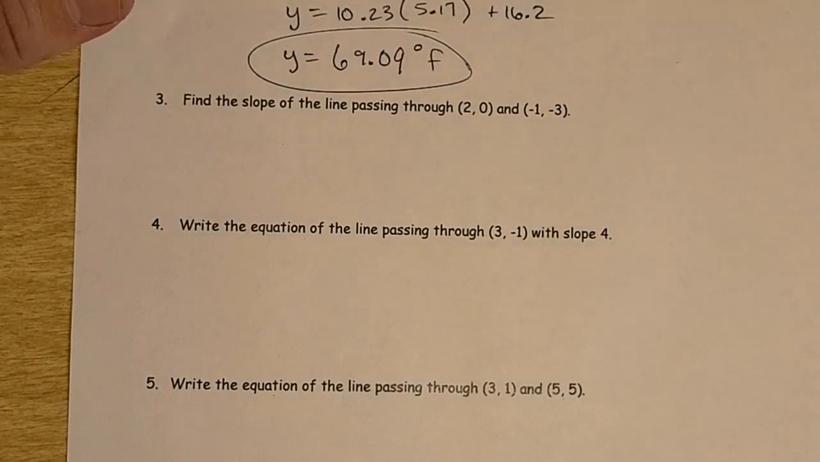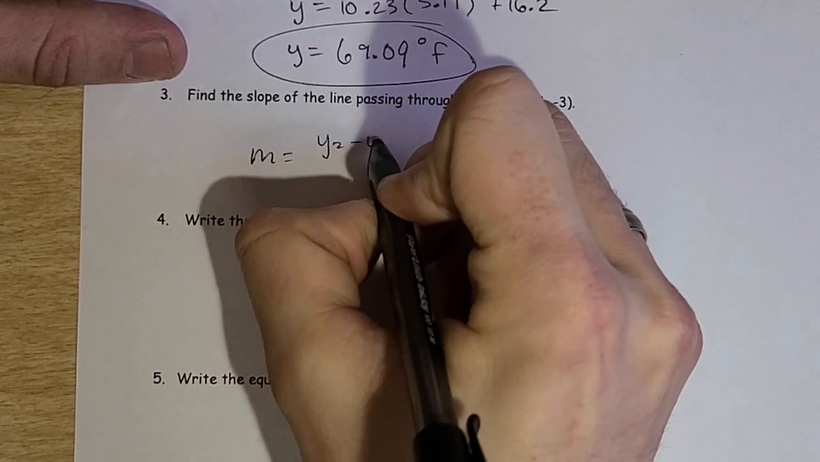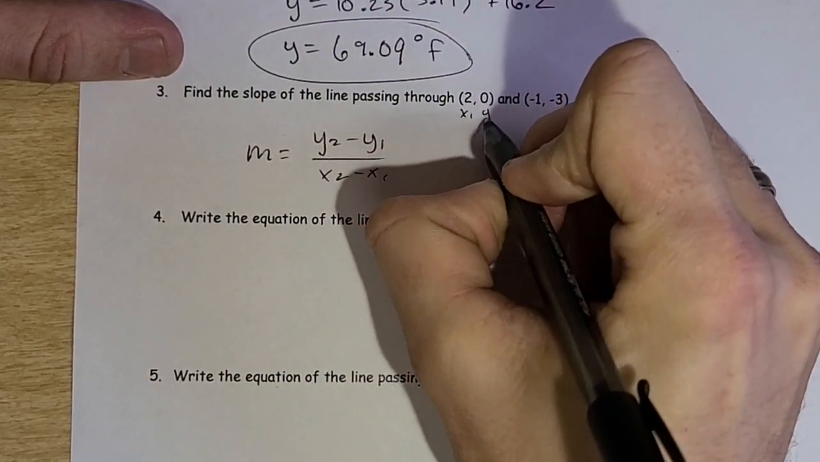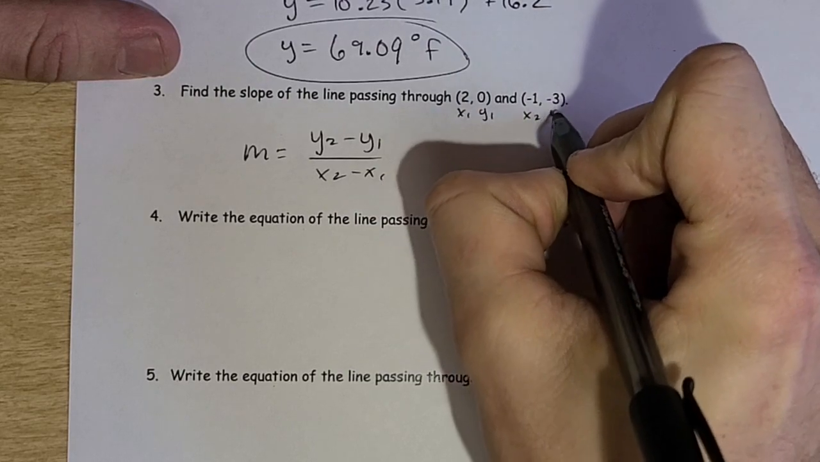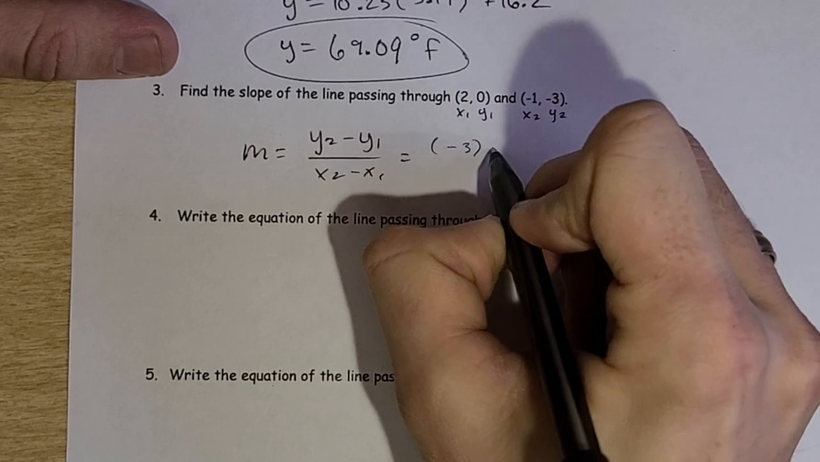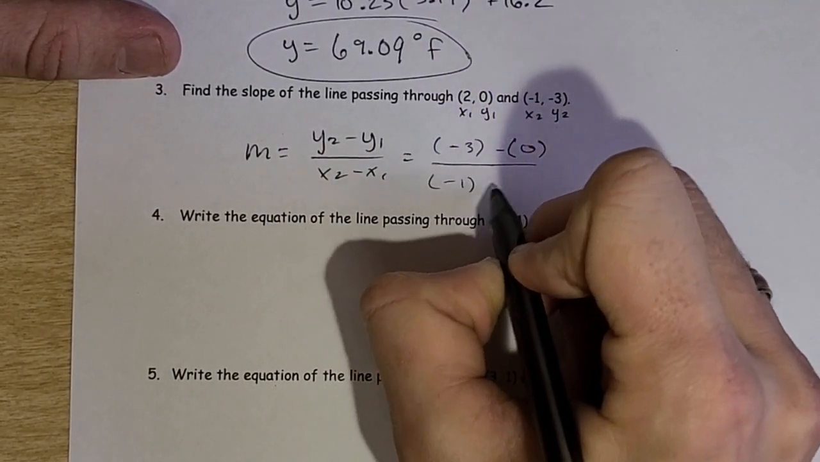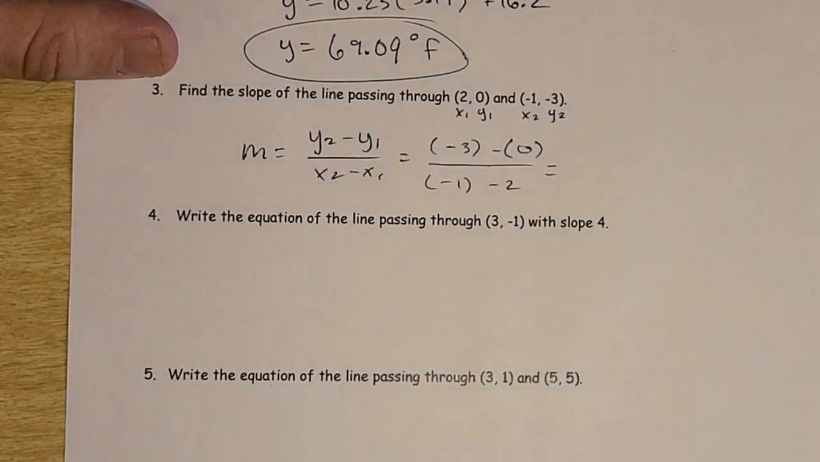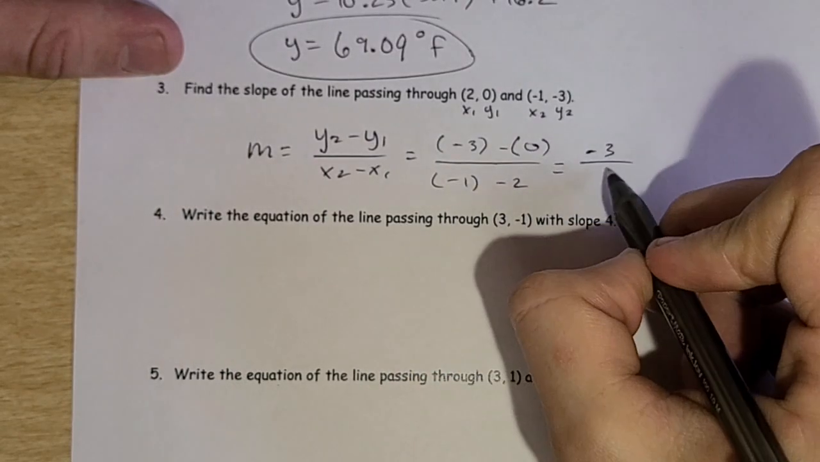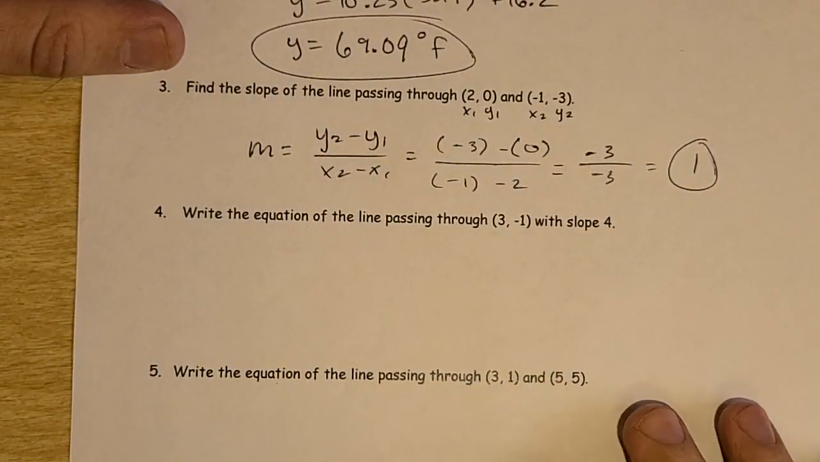Number 3, find the slope of the line passing through these 2 points. y2 minus y1 over x2 minus x1. I would have labeled these my first x and y and my second x and y, and then plugged it in. I get negative 3 minus 0 over negative 1 minus 2. Negative 3 minus 0 is a negative 3. Negative 1 minus 2 is also a negative 3, and when you divide those, you get the fact that the slope is 1.